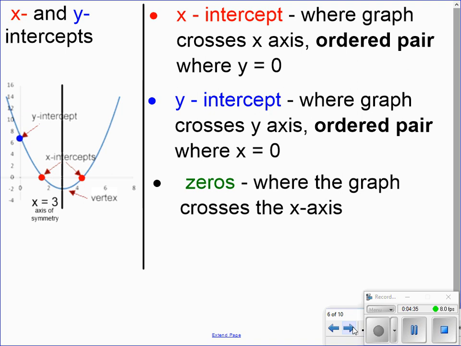And then your zeros are where your graph crosses the x-axis. This is the same thing, or very similar to our x-intercepts, except when we're listing out the zeros, we only list out the x values, not the entire point.